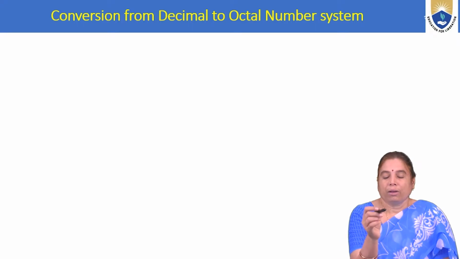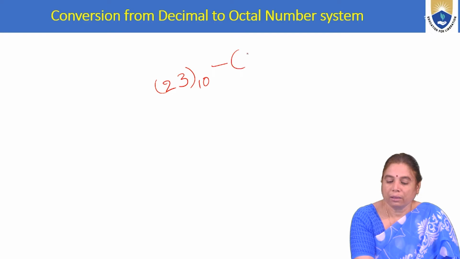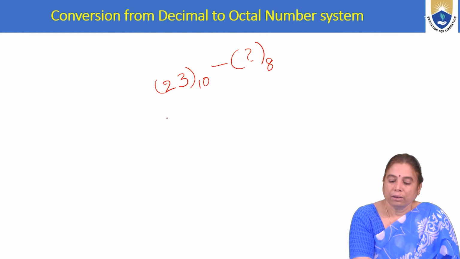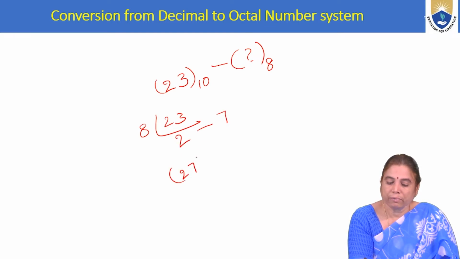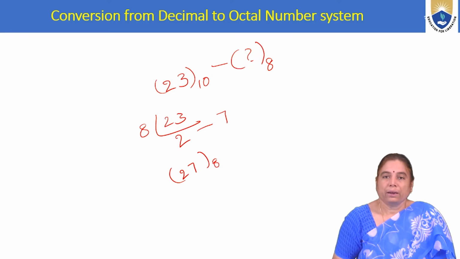Similar way, you can take a number and convert it into the octal number system. So here, 23, and we have to divide with the octal number system base value 8. Okay, so it can be 2, and we write 27 as the octal number equivalent.